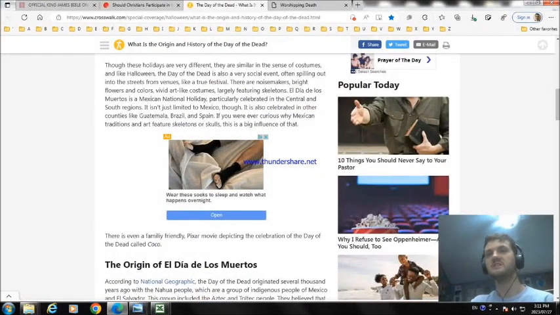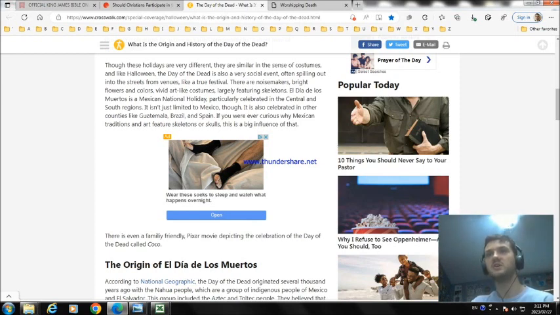Though these holidays are very different, they are similar in the sense of costumes. And unlike Halloween, the Day of the Dead is a social event, often spilling out into the streets and venues like a true festival, with noisemakers, flowers, and costumes largely featuring skeletons.